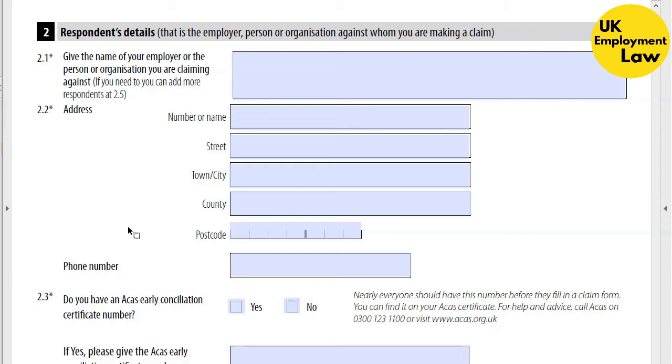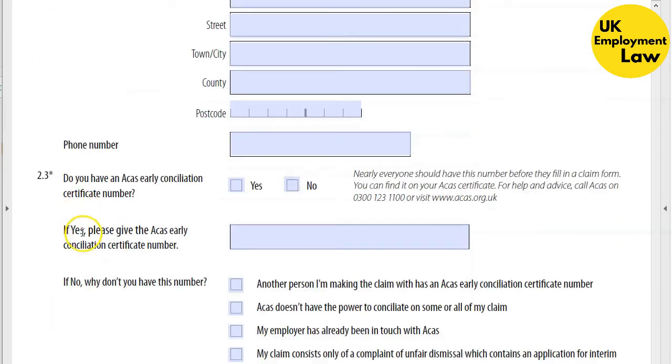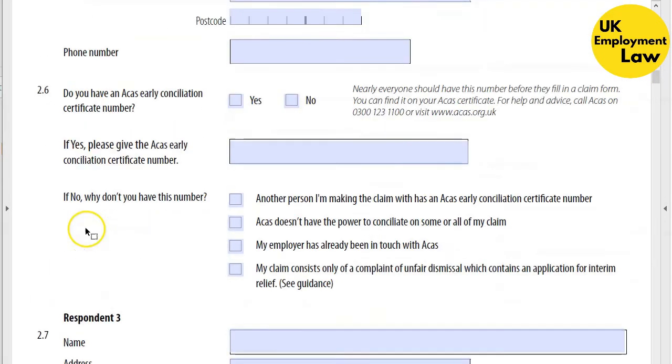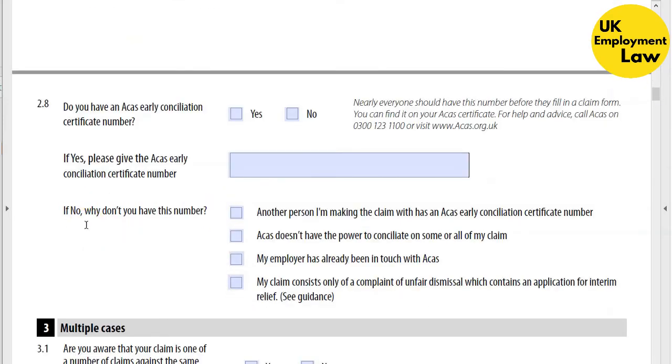If you have complaints against additional people, for example, a manager made discriminatory comments against you, you can also bring the claim against that individual or individuals. If more than one, if you were, say, harassed by a group of people, there are separate sections for further respondents where you can add those additional respondents. There are add sections if we go down, 2.5 and 2.8.